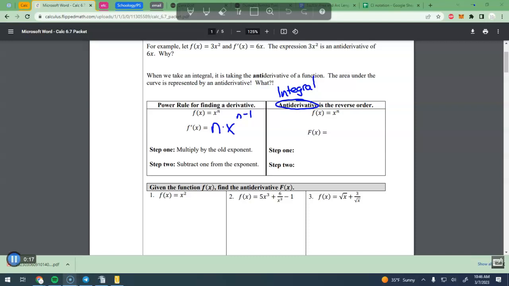So the rule for these is basically the opposite of this. You're going to add 1 to the power, and then you divide by the new power, or you can multiply by 1 over the new power. It's supposed to say n plus 1. I'm just trying to make it so you can see it.